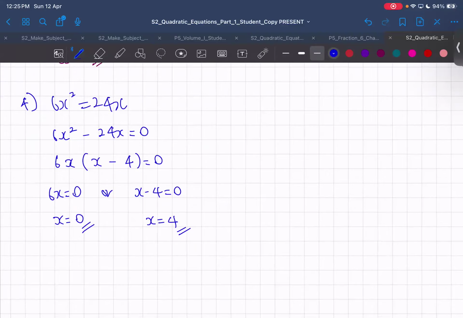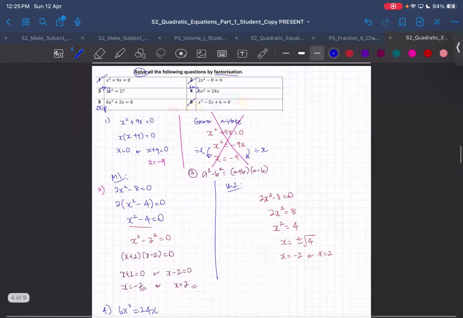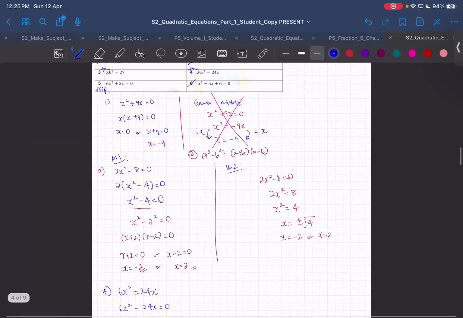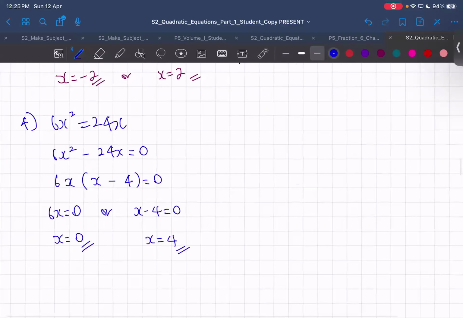For this one, you can use calculator, yes, but then you have to write the working down because the teacher is not going to mark you correct if you just write the final answer. Okay? So you can look at question 6.